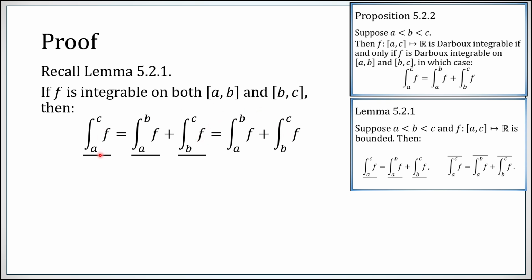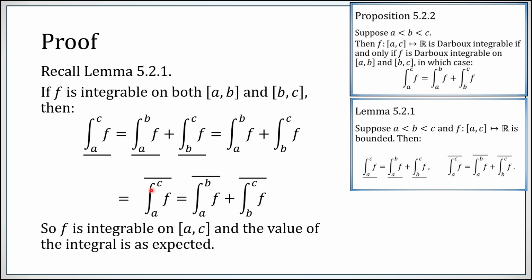So the lower integral from a to c is equal to the sum of these two integrals, but also the sum of these two integrals will be equal to the sum of these two upper integrals because f is assumed to be Darboux integrable on both of these intervals. But in the lemma, we established that this sum is equal to this upper integral from a to c. Altogether, the lower integral from a to c is equal to the upper integral from a to c. Therefore, the value of the integral from a to c is whatever this common value is, which is exactly the sum of these two Darboux integrals on the subintervals a to b and b to c.